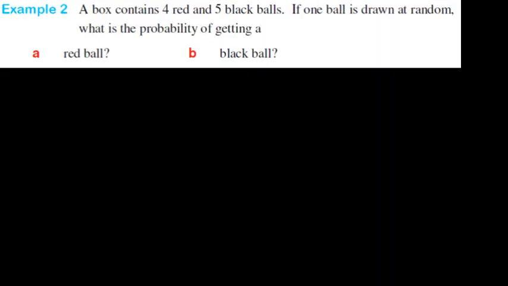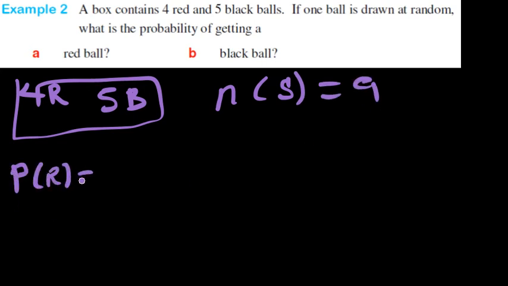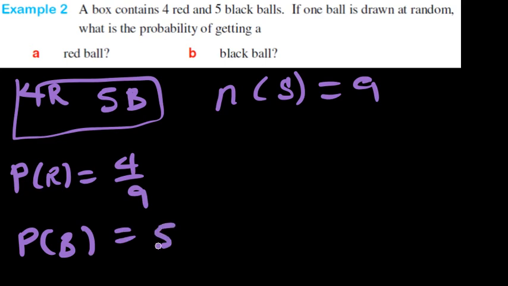The next example, a box contains 4 red and 5 black. So if one ball is drawn at random, what is the probability of getting red and black? First of all, 4 plus 5 will be 9. That is the number of sample space. Don't forget the total possibilities. We have 9 chances. So the probability of red will be, red balls are 4, so 4 over 9. And the probability of black will be, we have 5 blacks, so it's going to be 5 over 9. Easier examples because it's revision.